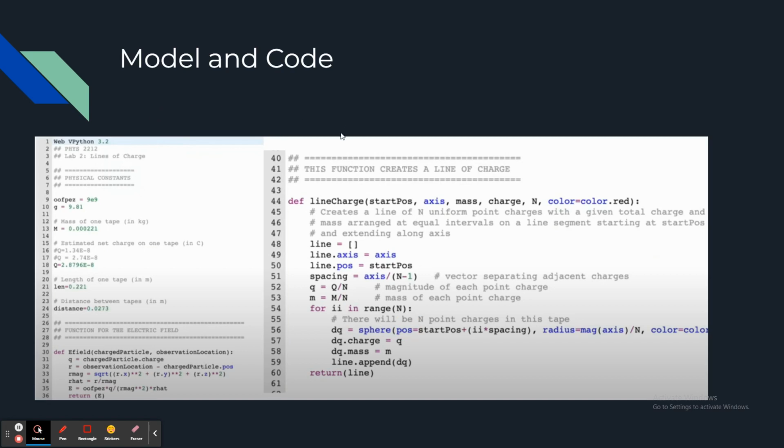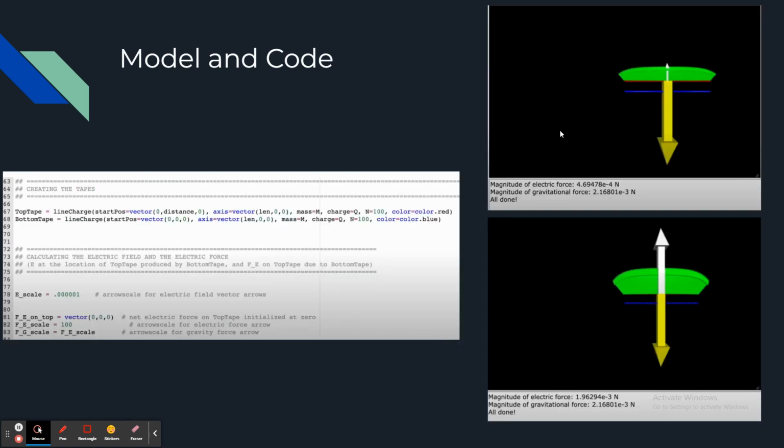So here's the model and code of the math that we just explained earlier, where we have the square root of r squared to find the magnitude. And then here are the models from the GlowScript code, where we have our initial positions and our final positions, and then our variable assignments. So as you can see here, in the initial, the magnitude of electric force is 4.69478 times 10 to the negative fourth newtons of force. And then after more calculations, we have 1.96294 times 10 to the negative 3.